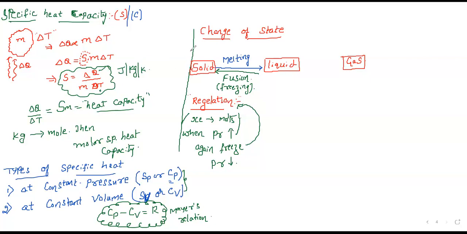Then, what is the change in state from liquid to gas? The change in state from liquid to gas is what we call vaporization. So what is vaporization? It is the change in state from liquid to gas. At which temperature does that liquid become vapor? That temperature is called the boiling point.